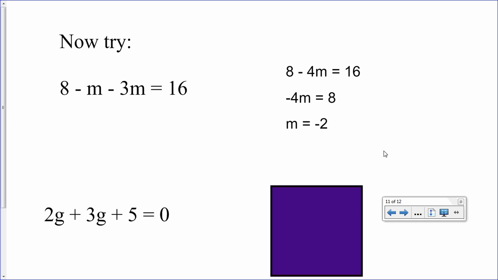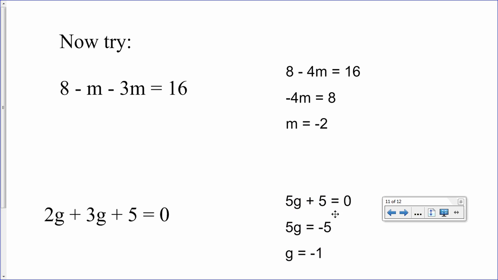Our top one, m should have been equal to negative 2. And the bottom, g is equal to negative 1.